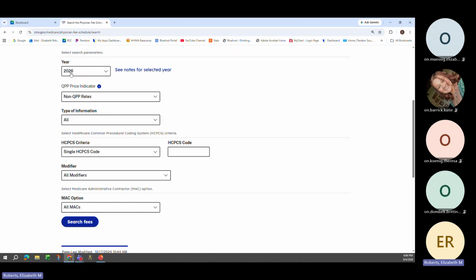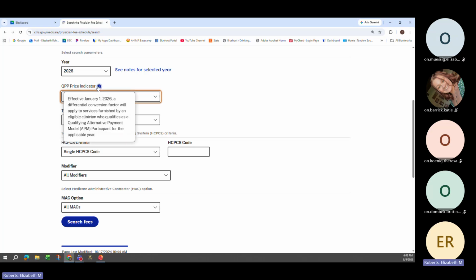The year is 2026. QPP is our qualified. Oops. Okay, quit. Yes. What is this? Differential conversion factor will apply to services furnished by who qualifies as a qualifying participant. Okay, I'm just going to say non-QPP.